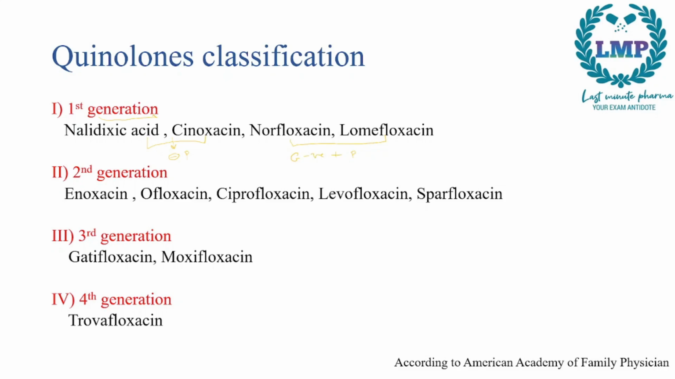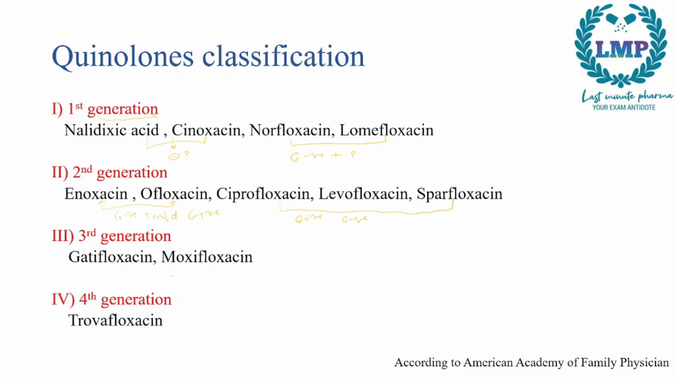In the second generation, we see enoxacin, ofloxacin, ciprofloxacin, levofloxacin, sparfloxacin. Initial members like enoxacin and ofloxacin have gram-negative activity as well as a slight gram-positive activity. Whereas the later drugs of the second generation, that is ciprofloxacin, levofloxacin, sparfloxacin, have gram-positive as well as gram-negative activity. Here there was gram-negative along with a mild gram-positive activity.